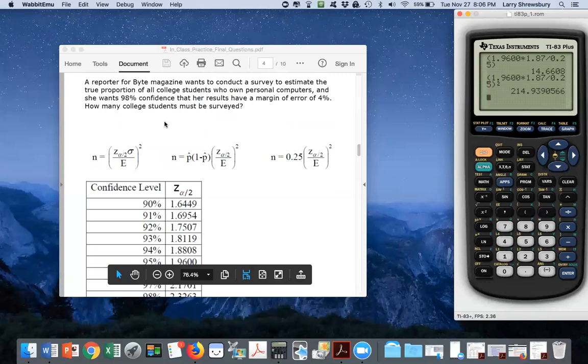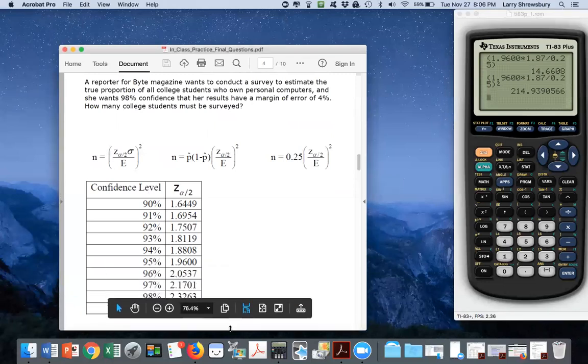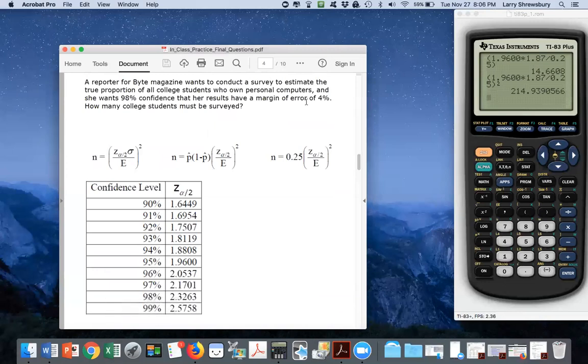Well, let's see. What did they give us? They gave us a confidence level, which I'll be able to look up down here. Well, that's swell. They gave me the margin of error E, so I got that. Did they give me anything else? No, they didn't. They didn't give us a p-hat.